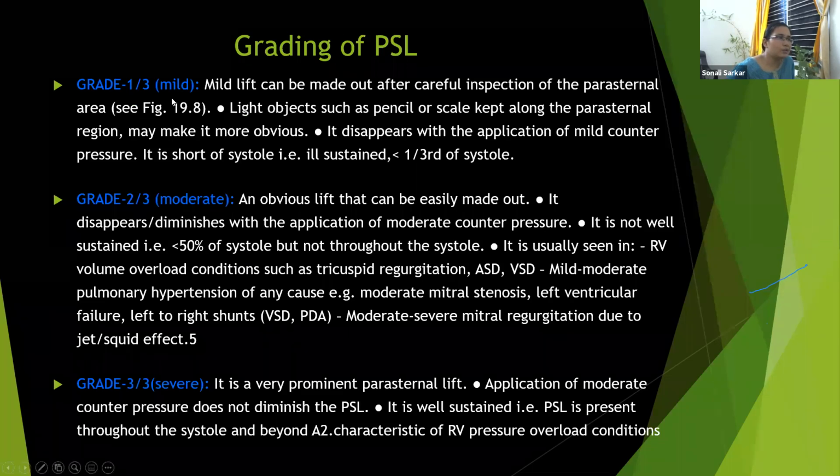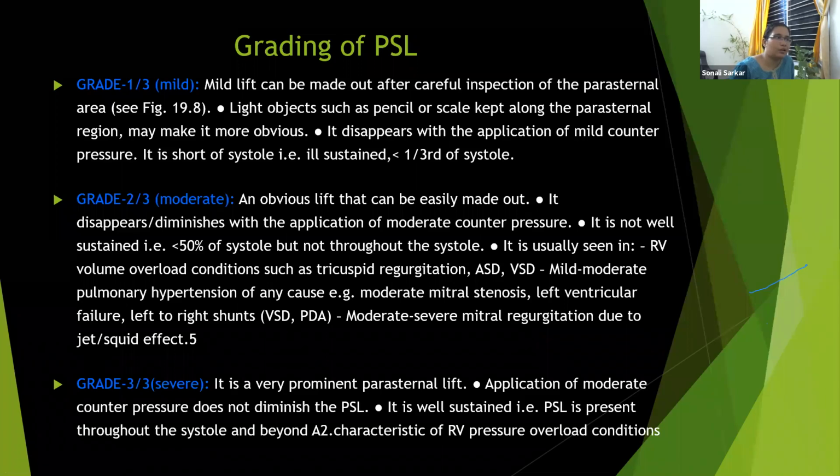So what is mild parasternal lift? Mild lift can be made out after careful inspection, or your hand may easily obliterate it. But if you place a light object like a pencil or a scale around the parasternal border, it will make it more obvious. It is so mild that if you put your ulnar border of the hand on the parasternal area, even for a normal person or people with very big hands, it will obliterate the parasternal lift. So it can be better seen by placing light objects like a pencil or a scale. It disappears with the application of mild counter pressure, and the duration is less than 1/3 of systole.